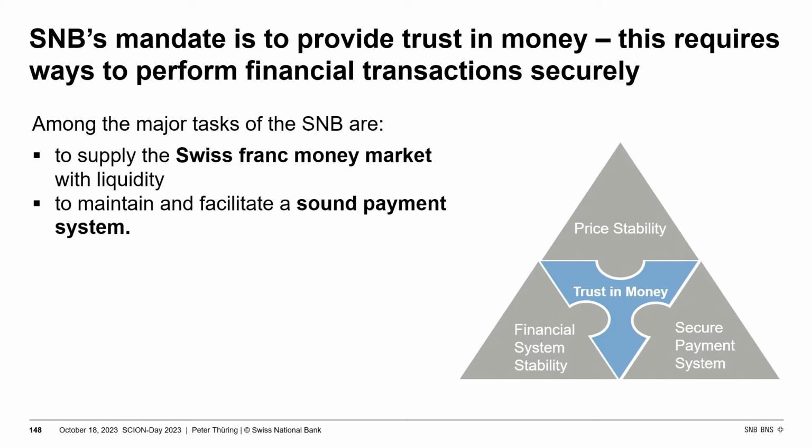For the population to have trust in money, it's crucial to have financial system stability, price level stability, and a secure payment system. These three goals are marked at the apexes of the triangle. The SNB's mandate is to conduct monetary policy in the overall interest of the country. It is to ensure price level stability, taking into account the development of the economy.